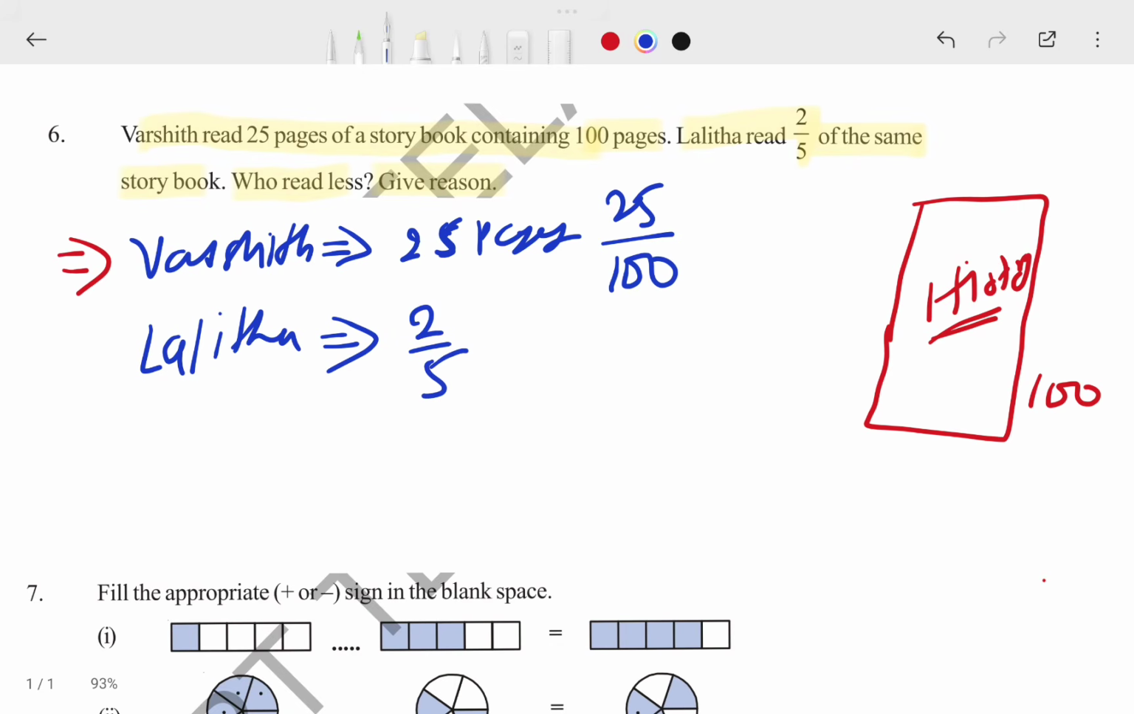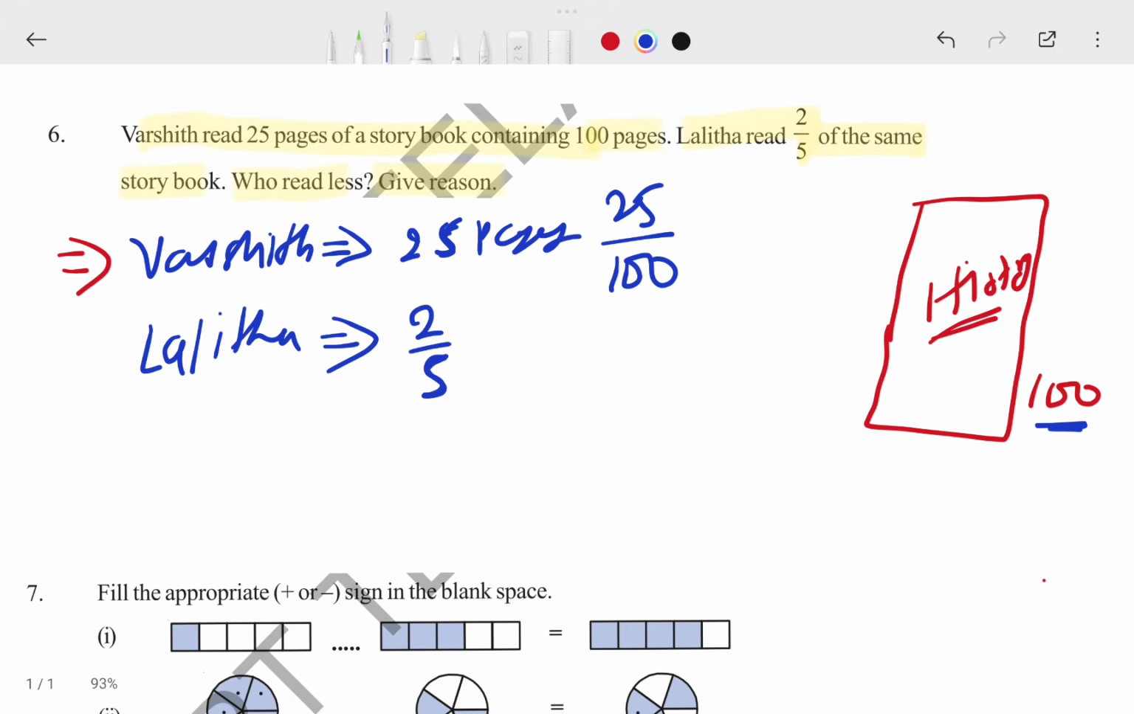You get confused, oh my god, 2 by 5 pages, how much? She says, I read 2 by 5 pages, tell me how many pages I read. You think it means that in 5 pages she read only 2. It is not like that. Out of the 100 pages, she read 2 by 5 of the pages. So what does it mean that she read 2 by 5 pages only?